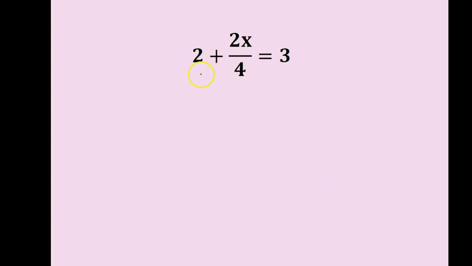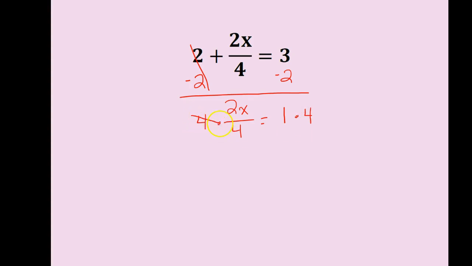All right, same thing here. I'm going to move the lone number. Subtract 2 from both sides. So now I have 2x over 4 equals 3 minus 2 is 1. Now I have 2x divided by 4. I'm going to multiply both sides by 4.